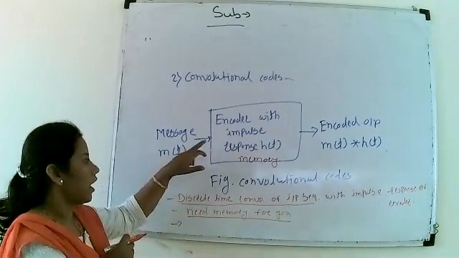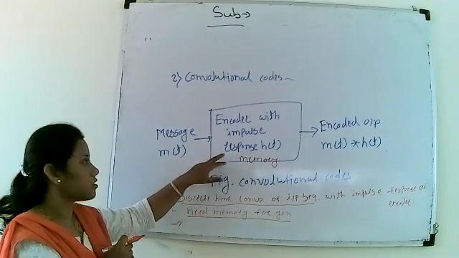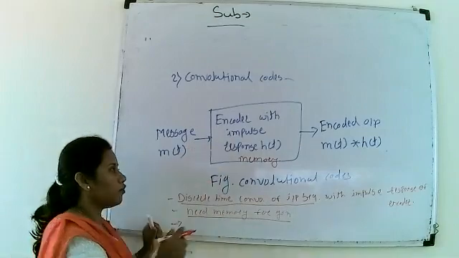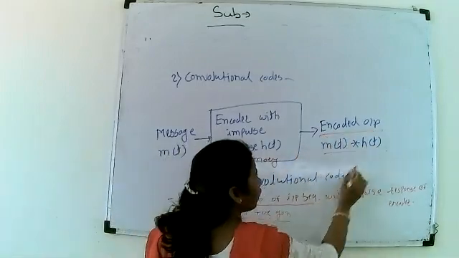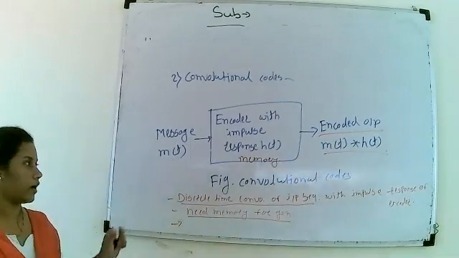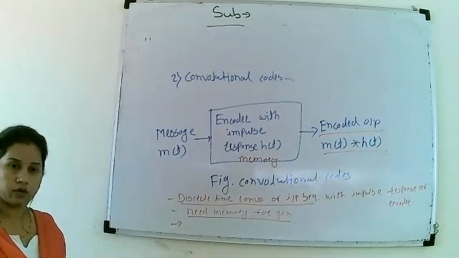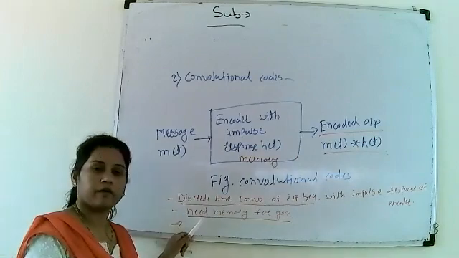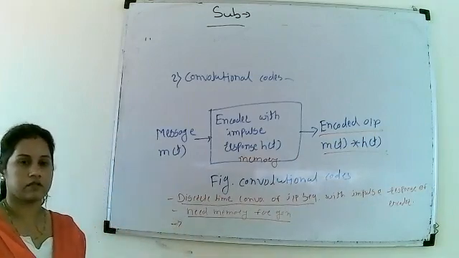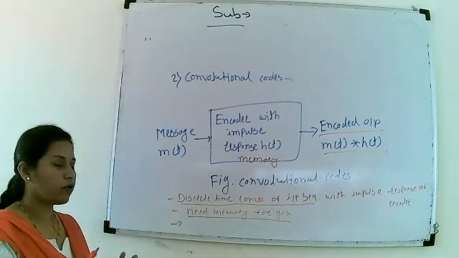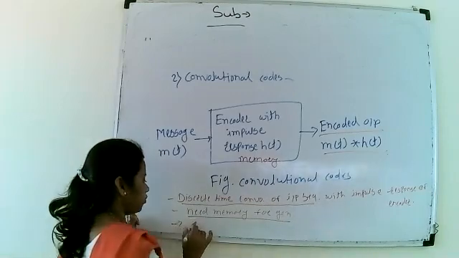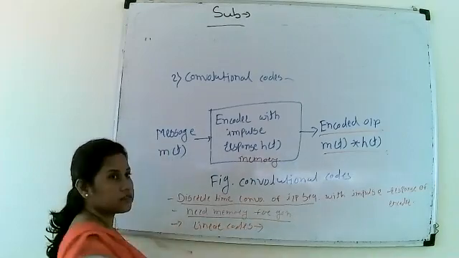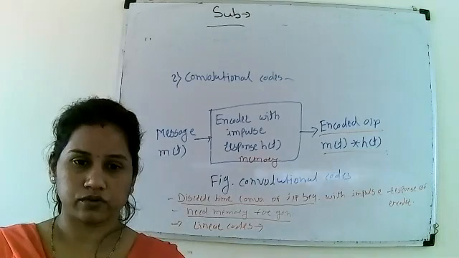Whatever the discrete input sequence, from the memory generation there is an impulse response, and after that the output of this encoder will give the encoded output in the form of m of t into h of t. At this output, we get a convolutional code. Remember here one thing: convolutional code needs memory. And both the codes, the block codes and the convolutional codes, are linear codes. That is regarding the convolutional codes.